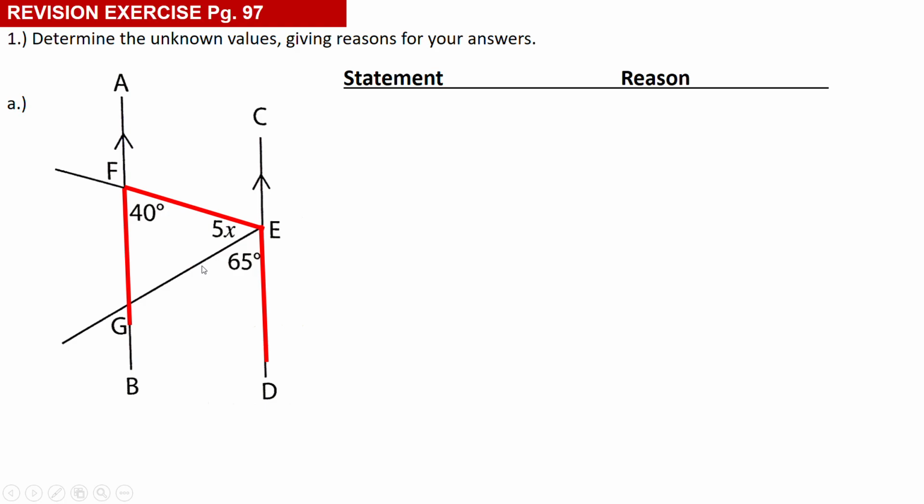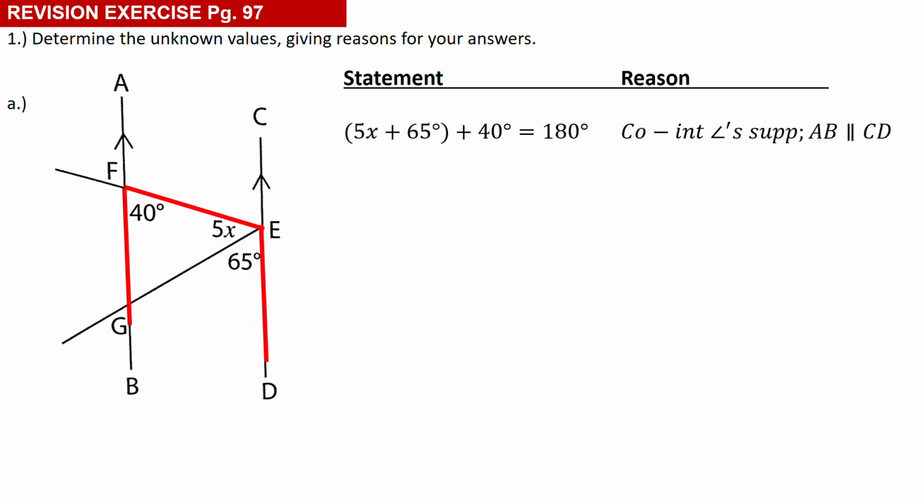So 40 plus 5x plus 65 adds up to 180 because the angles are co-interior. And I know that co-interior angles are supplementary, which means they add up to 180. Don't forget your parallel lines. Then I'm just going to subtract the like terms from 180. So 180 minus 65 minus 40, that gives me 75 degrees. Divide through by your 5 to get your x alone, and you're going to get x is equal to 15 degrees.